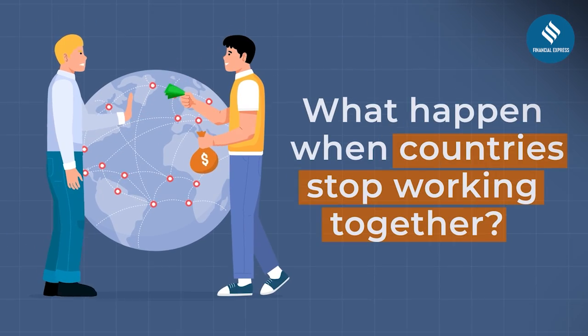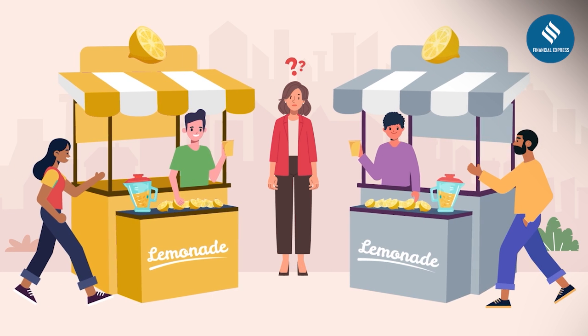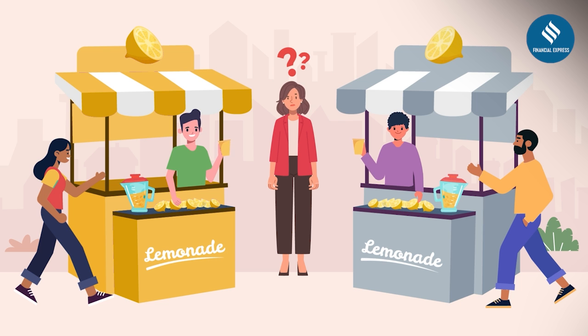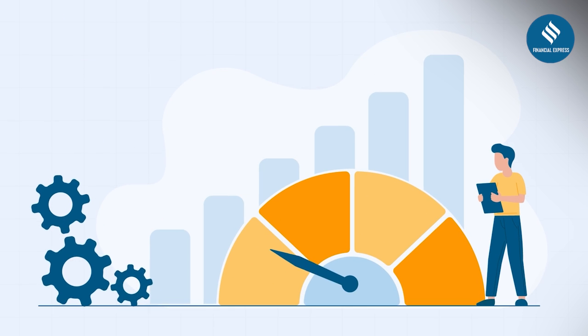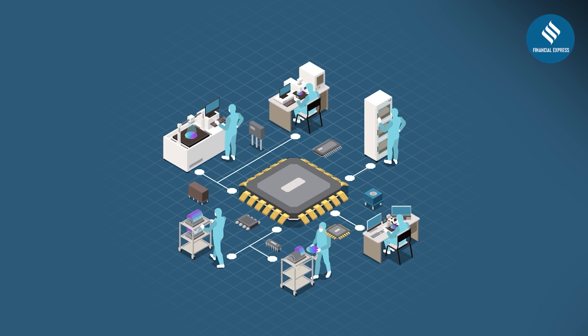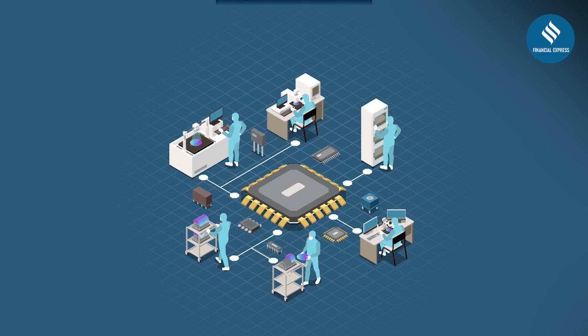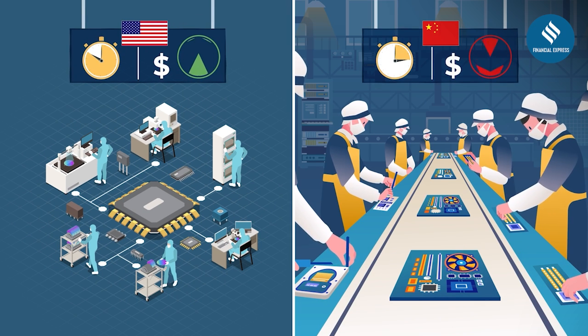What happens when countries stop working together? If countries decide to stop trading and try to make everything on their own, just like you and your brother set up separate lemonade stalls, similar problems occur. Less efficiency. Countries lose the benefits of specializing in what they're best at. If the U.S. tries to manufacture all its electronics instead of importing them from China, it would take longer and cost more because China has factories optimized for this.